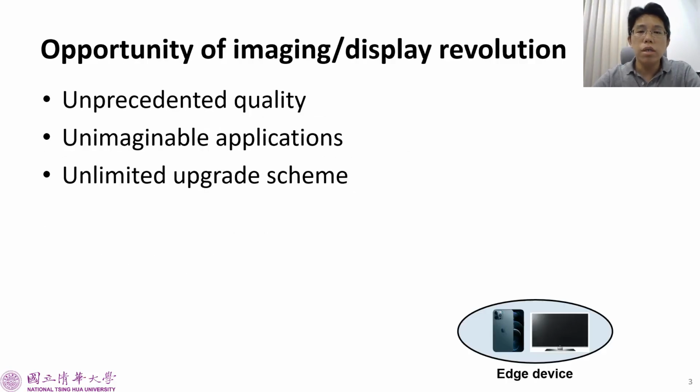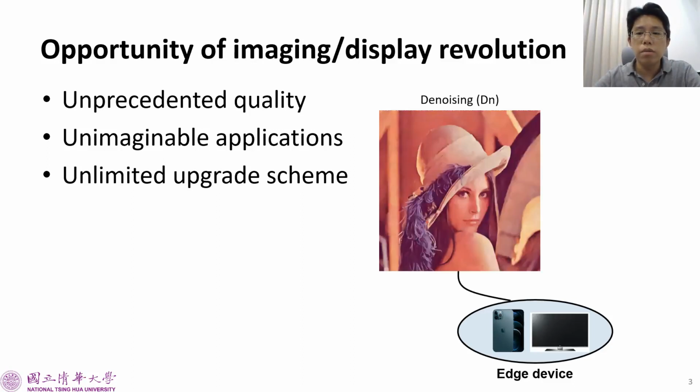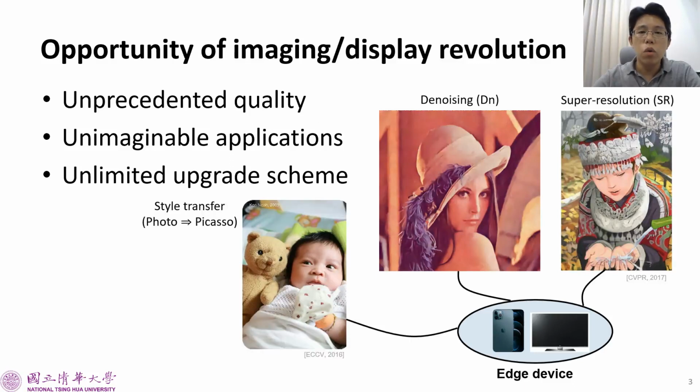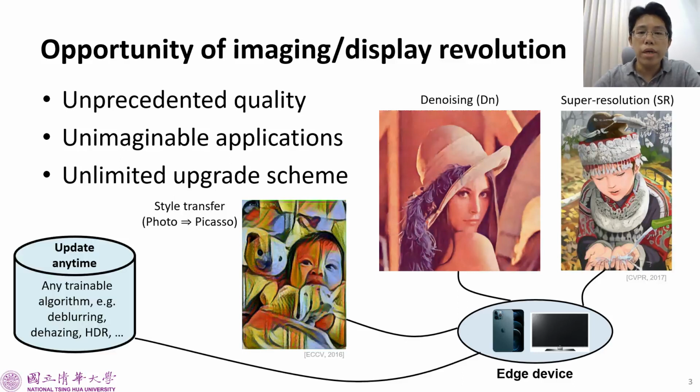As we know, CNN-based computational imaging can bring unprecedented image quality for traditional image processing applications, such as denoising and super resolution. It can also bring some applications which were unimaginable before. For example, style transfer. We can turn this photo into Picasso painting style. What's even better is that we can have an unlimited upgrade scheme. It means we can update or upgrade any trainable algorithm anytime and anywhere.